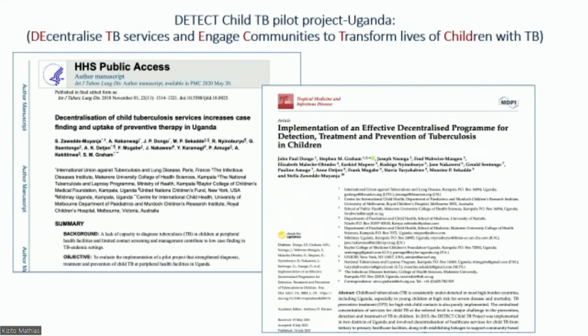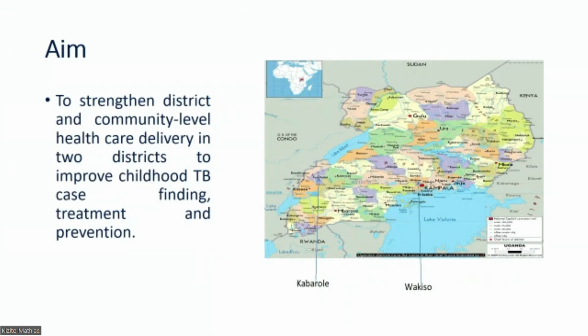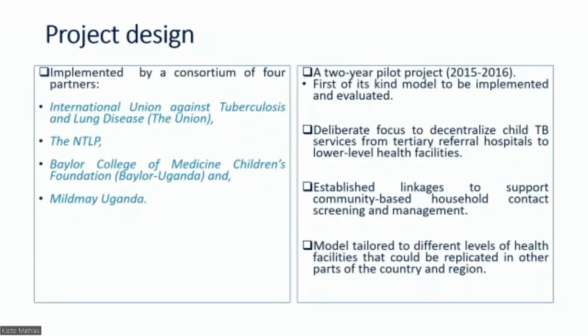So this work has been published, and these articles can be found online. The aim of the project was to strengthen district and community level healthcare delivery in 2 districts, Kabarole and Wakiso, focusing on children 0 to 14 years. The project design: this was a 2-year project implemented between 2015 and 2016. It was the first of its kind in the country.